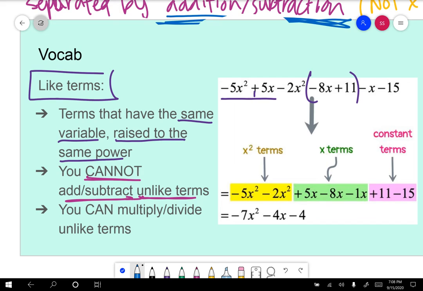However, if we multiply or divide, you can. So we cannot add or subtract unlike terms, but if you're multiplying or dividing, you can combine them. Okay, so adding and subtracting, you can't. Multiplying and dividing, you can. Burn that into your brains.